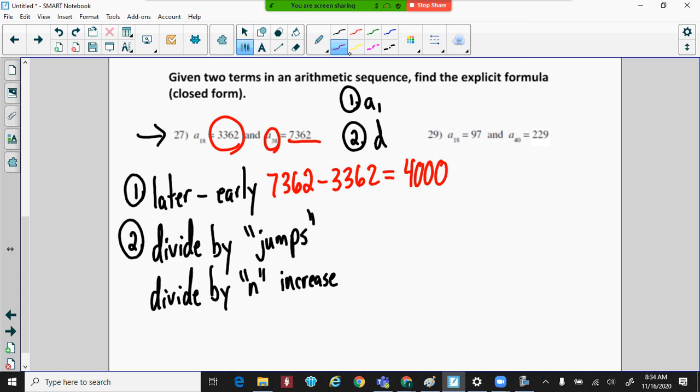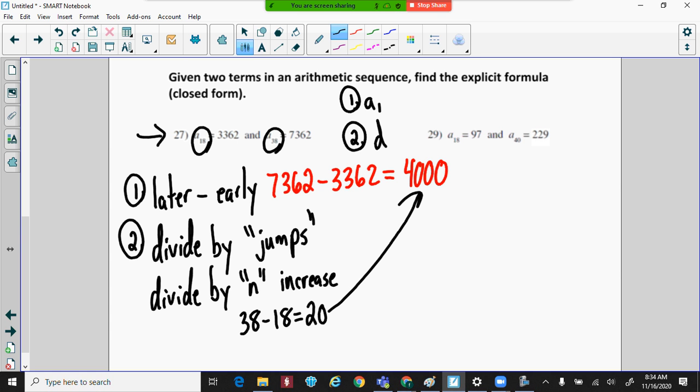Let me clean this up a little bit. Notice that this is the 38th term and this is the 18th term. That's 38 and 18, so the n increase was 20. All I did was take 38 minus 18, and I got 20. So I'm going to divide 4,000 by 20, which means my common difference is going to be 200. So my common difference for this question ends up being 200.